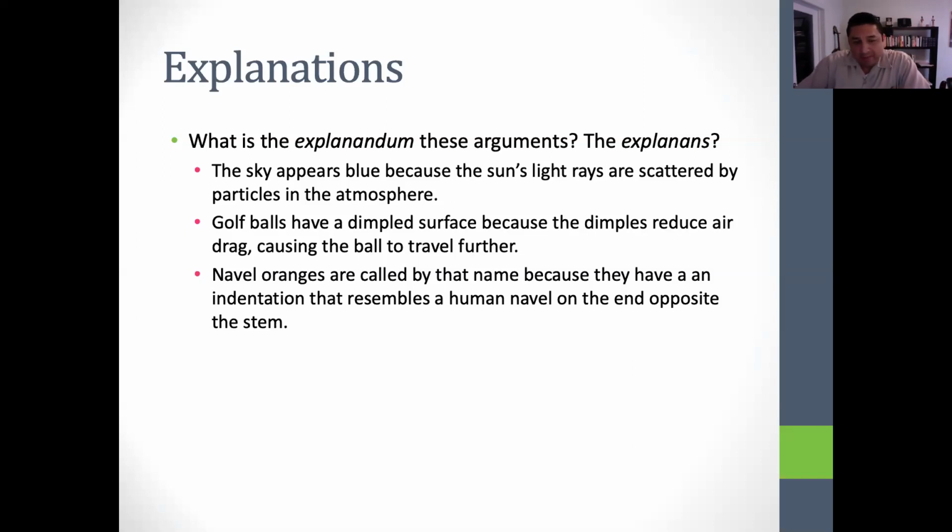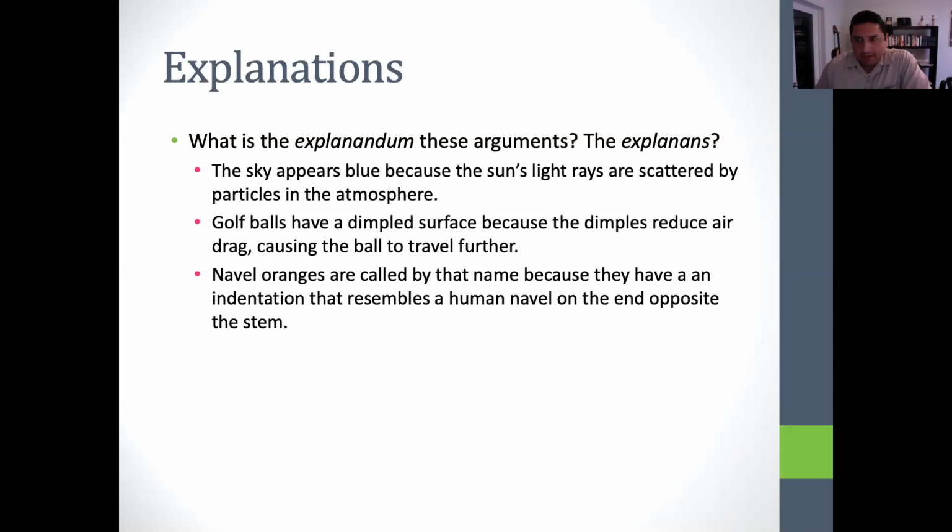Another explanation: golf balls have a dimpled surface because the dimples reduce air drag, causing the ball to travel further. So in this one, the thing that's being explained is the phenomenon of golf balls having dimpled surfaces. Why? Okay, and then we have our final example here. Navel oranges are called by that name because they have an indentation that resembles a human navel on the end opposite the stem. So the explanandum here is that navel oranges are called by that name. Why are navel oranges called that?